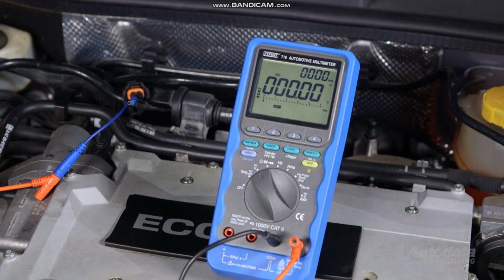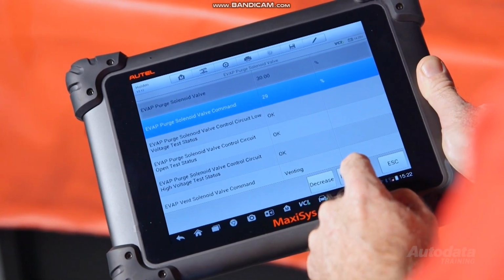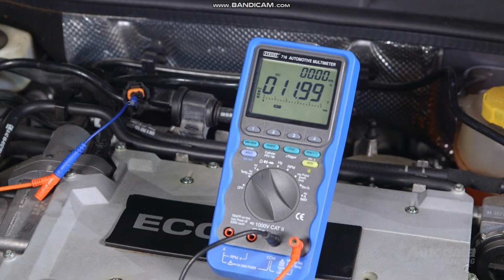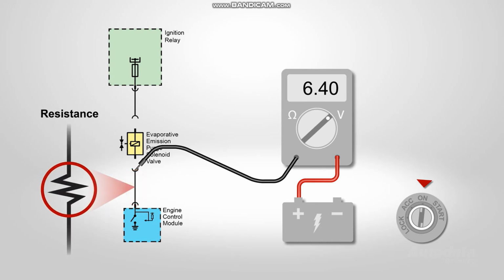The duty cycle function cannot be used to check for resistance. Even though the voltage is low, the duty cycle may still be correct. Connect the meter set on volts between the control circuit and battery positive. Turn the ignition on and using the scan tool, actuate the evap solenoid to 100%. The meter should read battery volts. If the meter displays an incorrect or low voltage reading, then this is an indication of excess resistance in the control circuit.